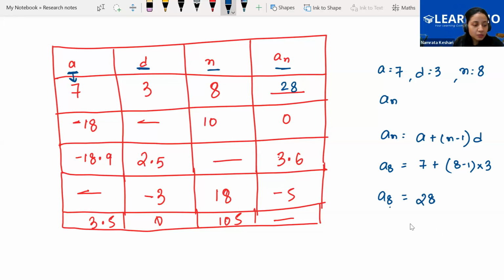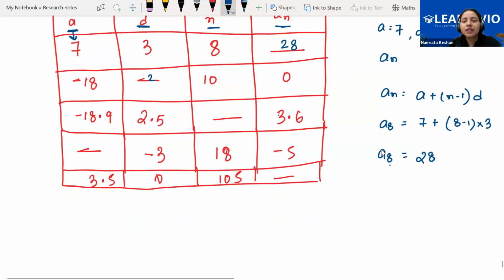Ma'am, for the second one, D is 2. Okay. For the second one, D is coming out as 2. We are doing it. Okay, eighth term is 28.